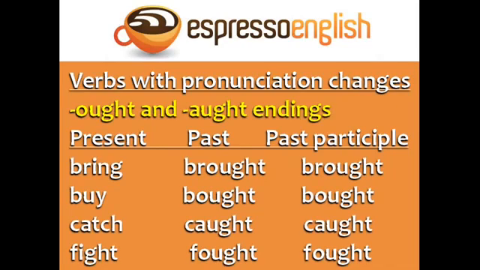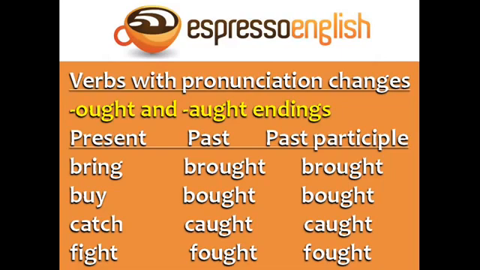Finally, we have the verbs with ought endings in the past and past participle. This can be spelled O-U-G-H-T or A-U-G-H-T, but the pronunciation is the same. Bring, brought, brought. Buy, bought, bought.